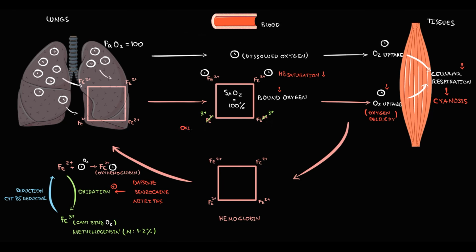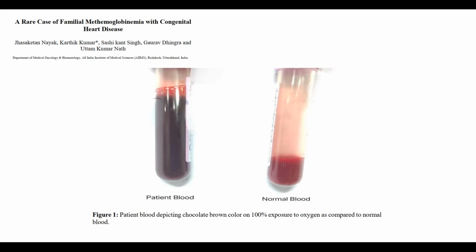Also, oxidized hemoglobin gives the blood a darker color. We call it chocolate-colored blood. At the same time, the fraction of dissolved oxygen remains normal. Here we can see the difference between blood in methemoglobinemia and normal blood. It has a darker color.